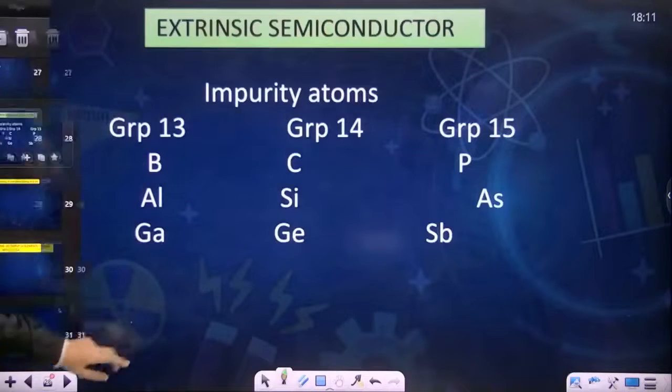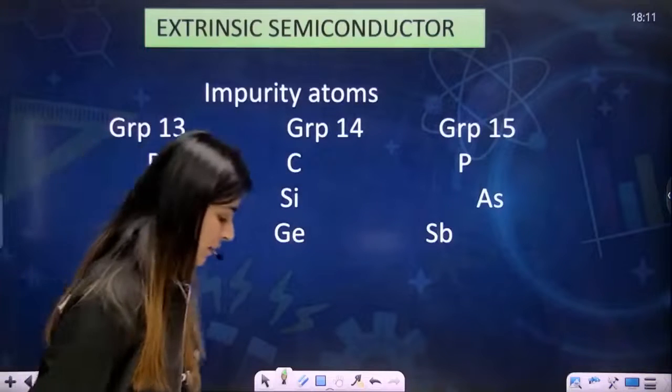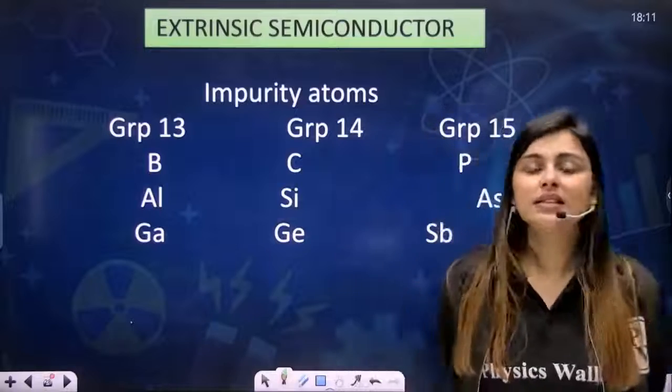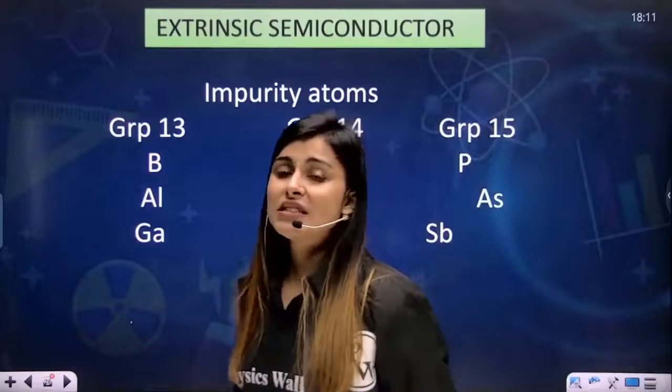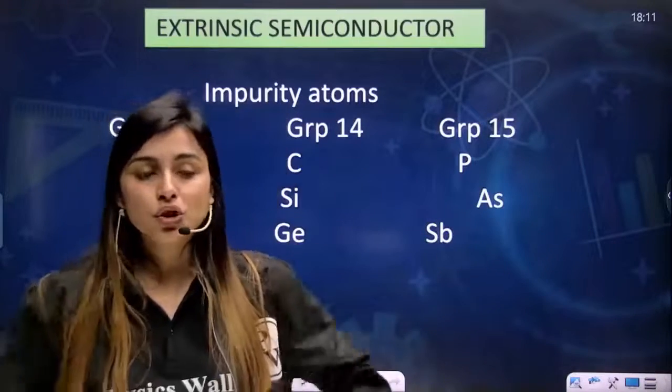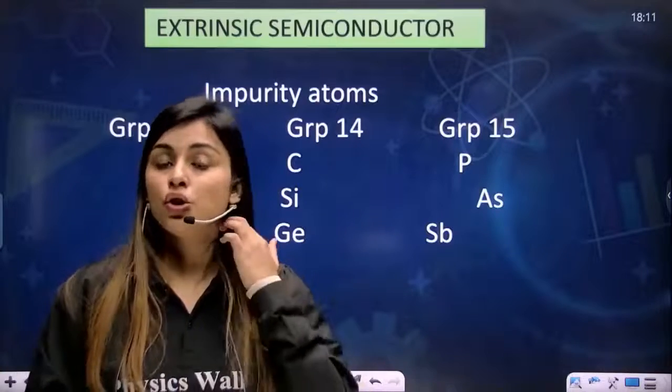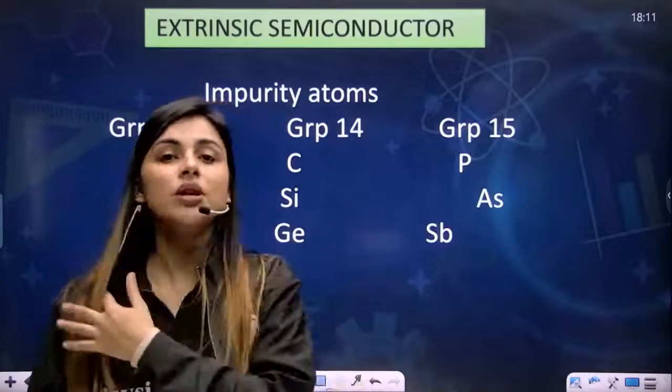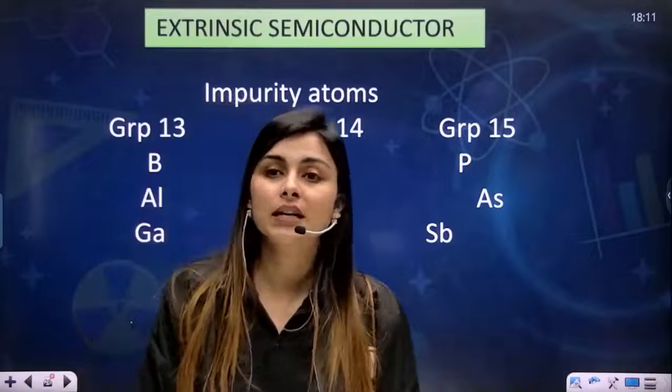Now, let's talk about extrinsic semiconductors. How do extrinsic semiconductors arise, my dear students? Extrinsic semiconductors are the conductors in which you dope them, and you make them good conductors. How do we increase their conductivity?